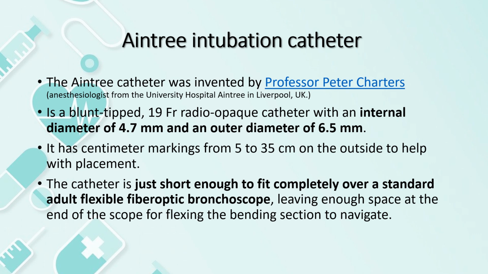The catheter is just short enough to fit completely over a standard adult flexible fiber-optic bronchoscope, leaving enough space at the end for the bronchoscope to flex and navigate.